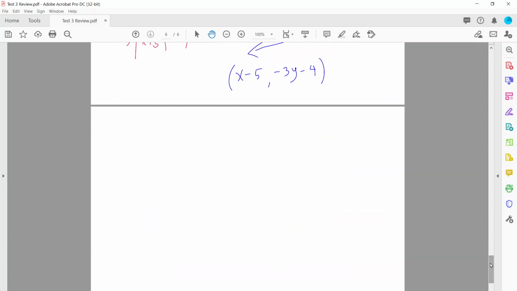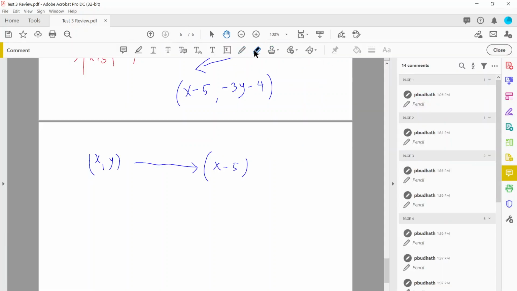So remember, x, y will become x minus 5, comma, negative 3 times y minus 4. So x, y from the absolute value of x is going to be x minus 5, comma, negative 3 times y minus 4 for negative 3 absolute value of x plus 5 minus 4. That's how you go from the graph from here to there.